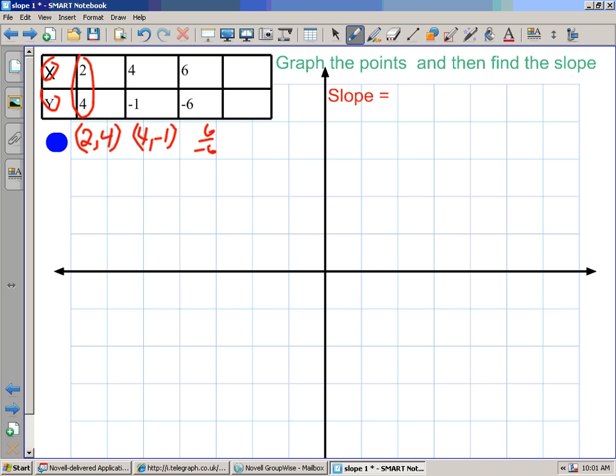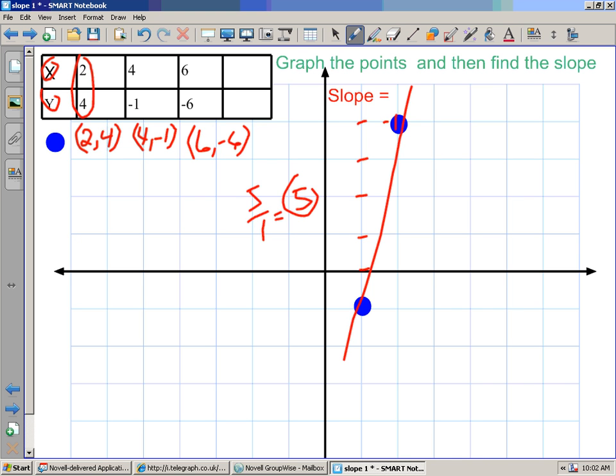Sorry about that. Now you only have to graph 2 of these points, and it doesn't matter which 2. So we'll graph one of the points first, over to 2, up to 4, and then we'll graph the second one next, (4, -1). And now we look for the slope between those 2 points. Up 1, 2, 3, 4, up 5, over 1, which would give us a slope of 5. And it is going in a positive direction, so we leave it as a positive 5.